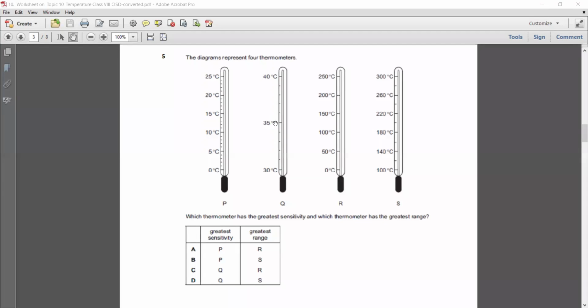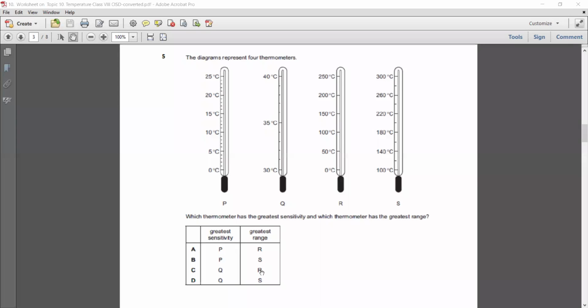We are saying this is Q, the most sensitive. Now we will check. The answer is C or D. The greatest sensitivity is Q, so the answer is C.